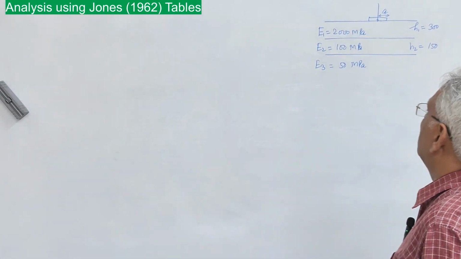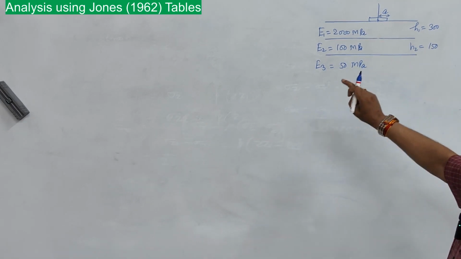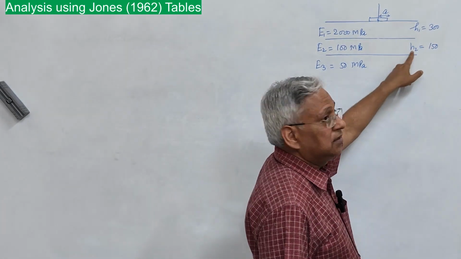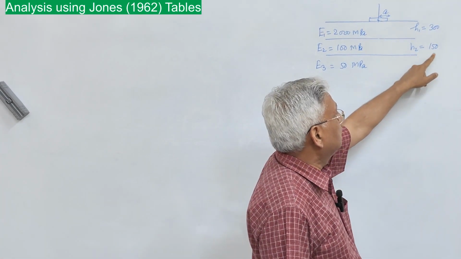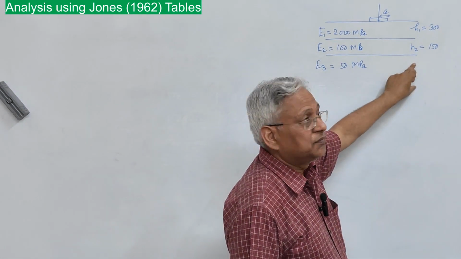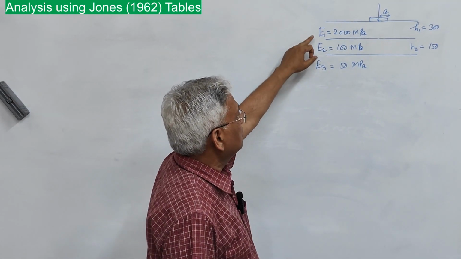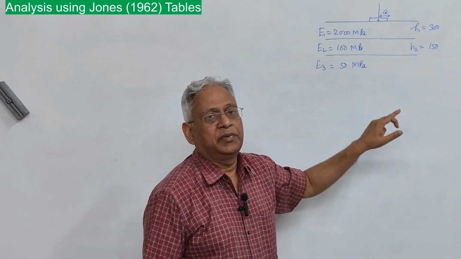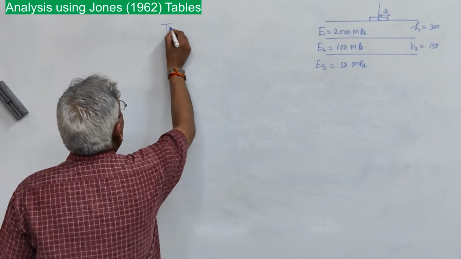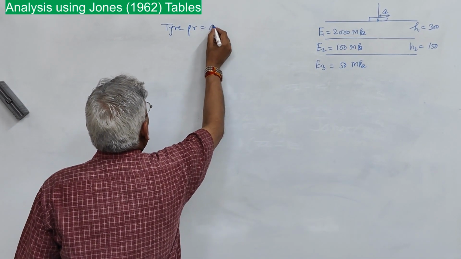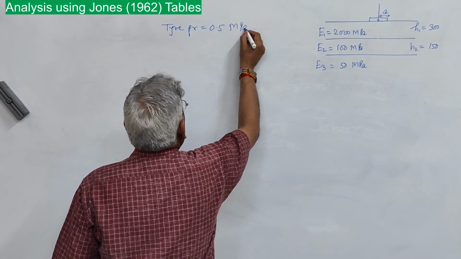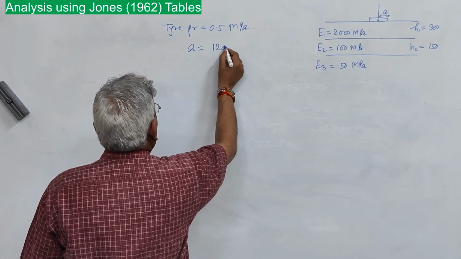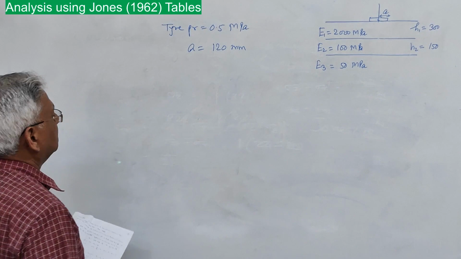Let me take one example here now. Let us say you have a 3-layer system. The first layer thickness is H1, that is 300 millimeter. Second layer is of base and subbase. H2 is 150 millimeter, and third is subgrade. The modulus of elasticity of these layers, E1 is 2000 MPa, E2 is 100 MPa, and E3 is 50 MPa. The tire pressure is 0.5 MPa on a circular area with radius 120 millimeter. Let us take this example.